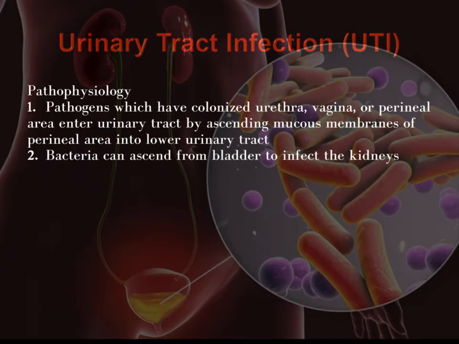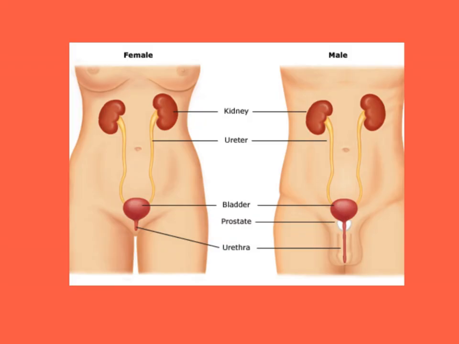So, coming to the pathophysiology. Pathogens which have colonized the urethra, vagina or perineal area enter the urinary tract by ascending the mucous membranes of the perineal area into the lower urinary tract, and bacteria can ascend from the bladder to infect the kidneys. So, it can affect the upper urinary tract and the lower urinary tract also. Here we can see the female and male urinary tract.